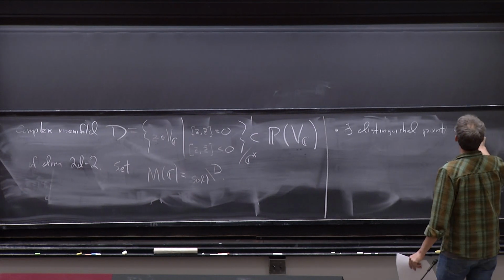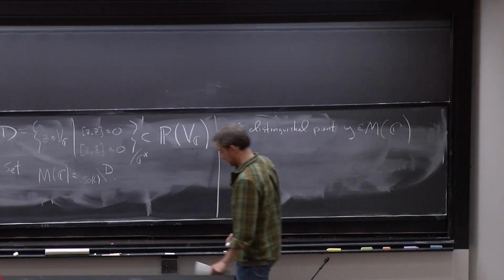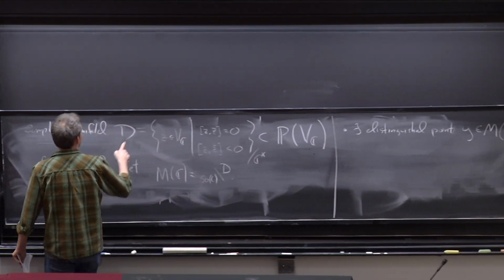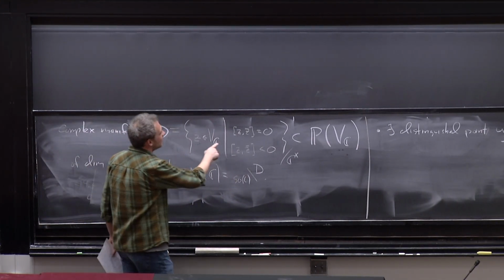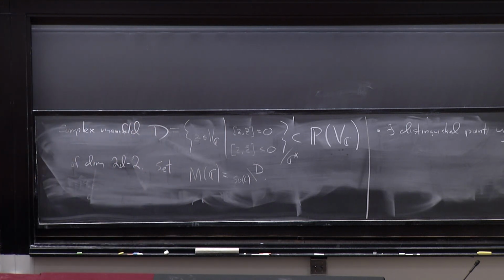That I'm going to call Y. Okay, what is this distinguished point? Well, the distinguished point actually lives back here in the Hermitian domain. I claim that in the complexification of V, there's actually a distinguished line. And there is a distinguished line because of the way that V was constructed.